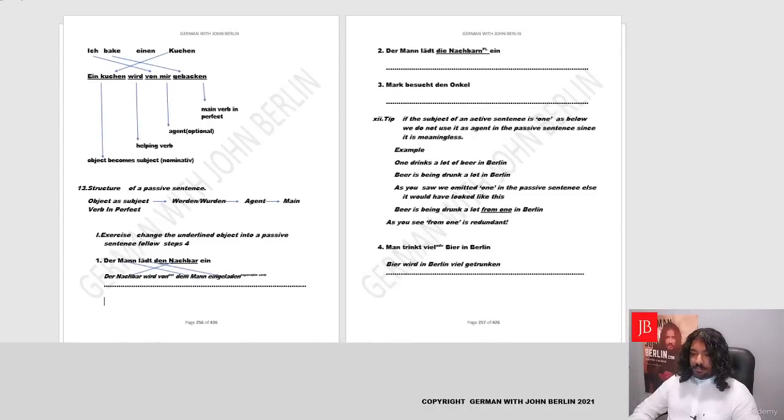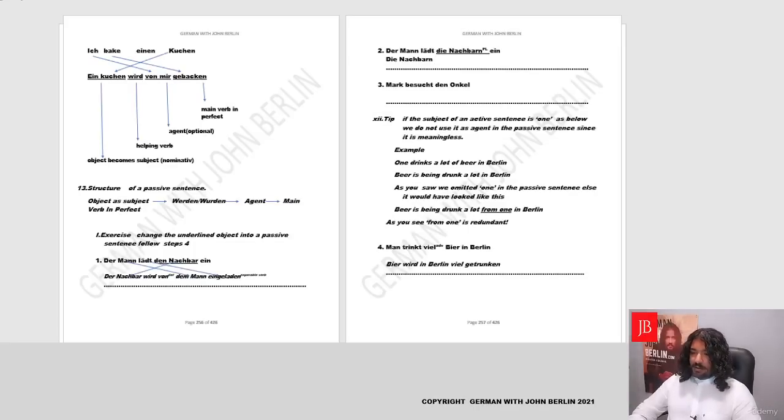Now, let's look at more sentences here. The man invites the neighbors, in the plural. So basically we'll follow the structure. First we'll change the object of the sentence, who invites who, into the subject. That means die Nachbarn accusative will become die Nachbarn nominative. Though it looks the same. Der, die, das, die, den, die, das, die. Both have the same die.